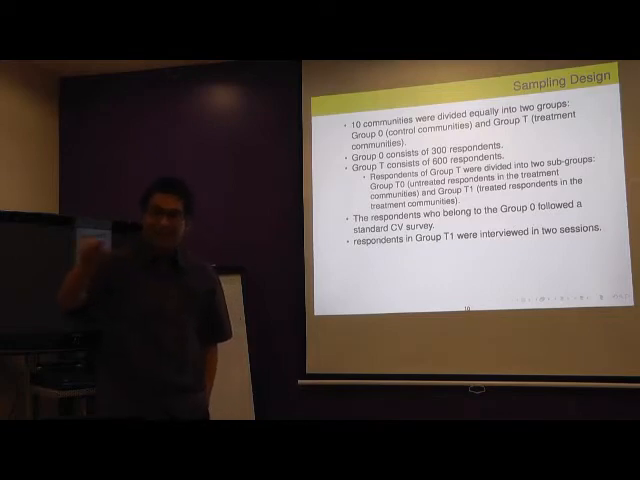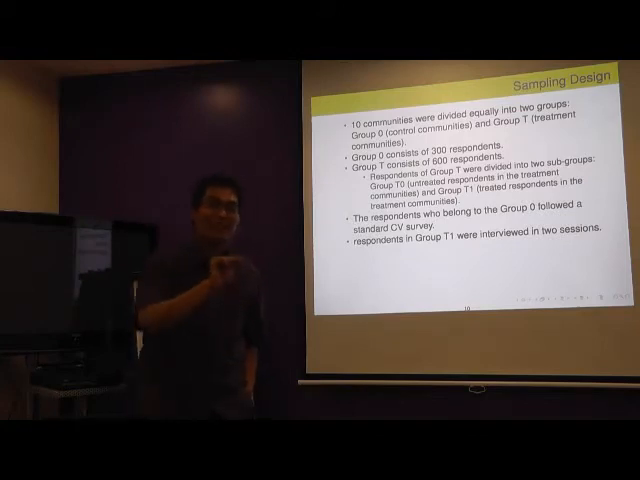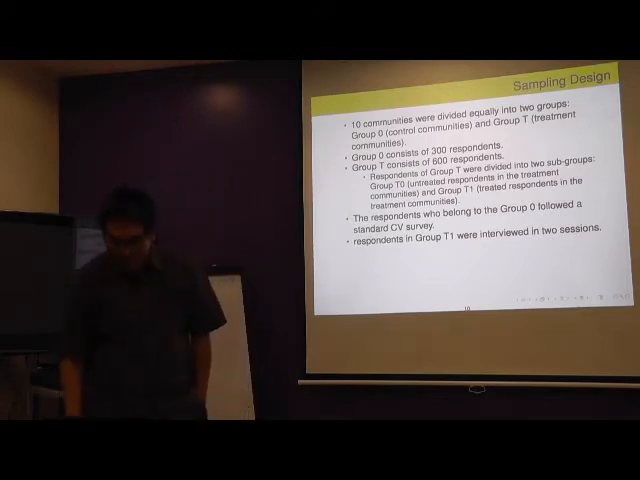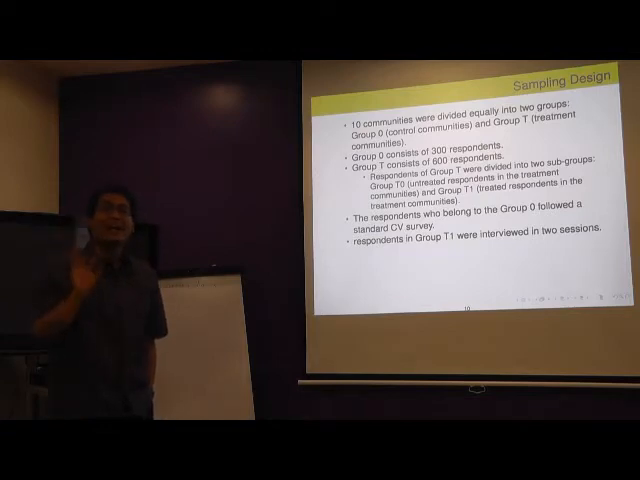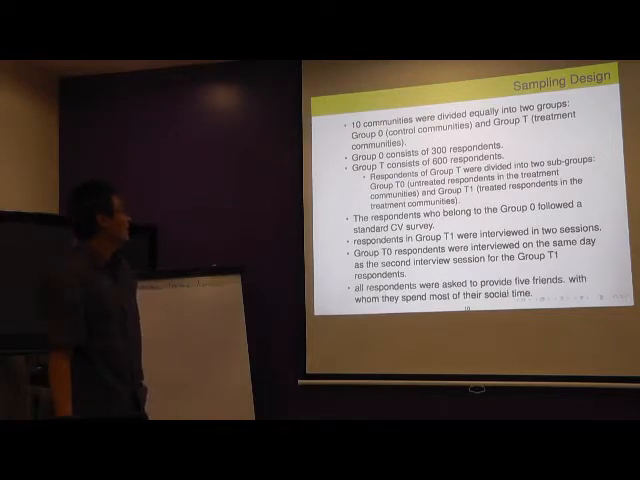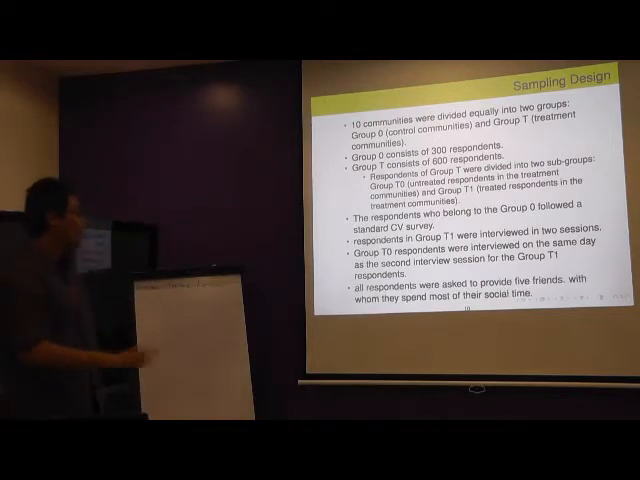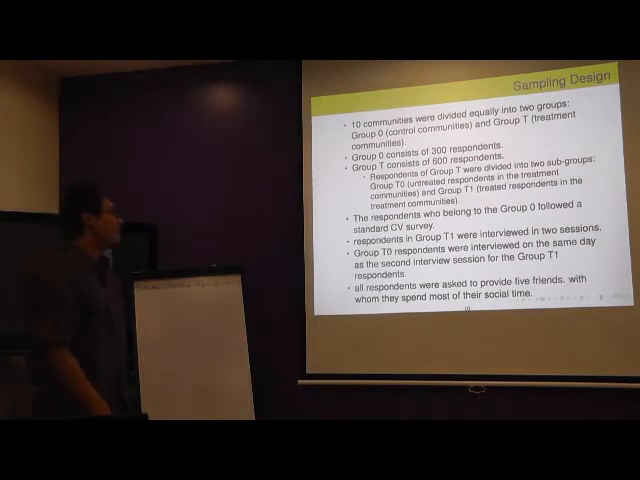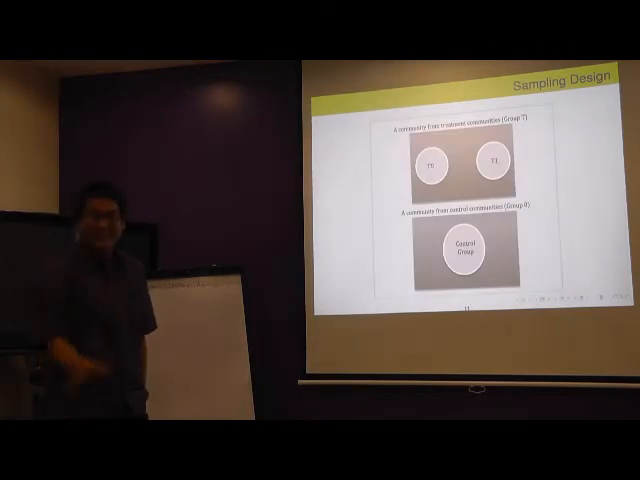After I interview respondents from group T1, I will come to the respondents of group T0. Group T1 and group T0 are neighbors. All respondents were asked to provide 5 friends with whom they spend most of their social time. Basically, this is the idea.